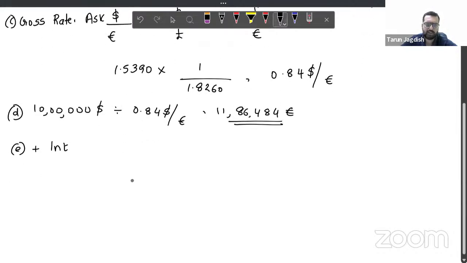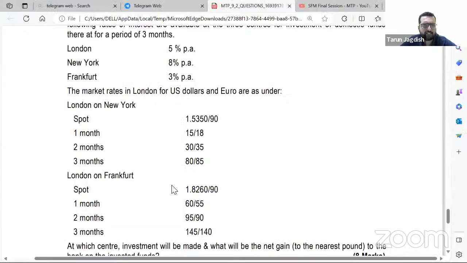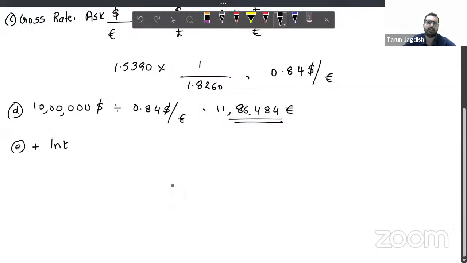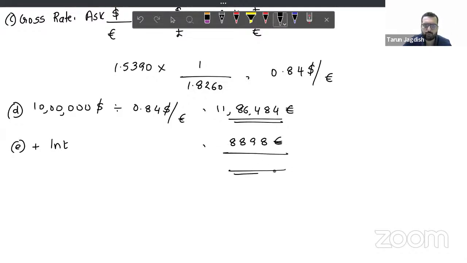Euros. All right. I'll add back interest now. How much is the interest in Europe? 3% per annum. This into 3% into 3 divided by 12. 8898 euro. So you'll get 11,86,484 plus 8898. You get the answer as 11 lakh 95,382. This is the total closing balance in euro.